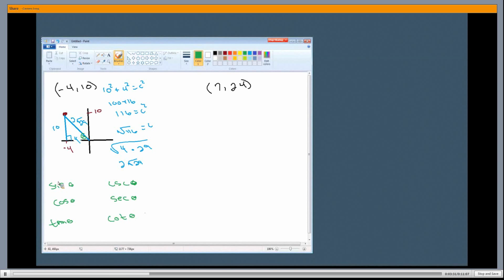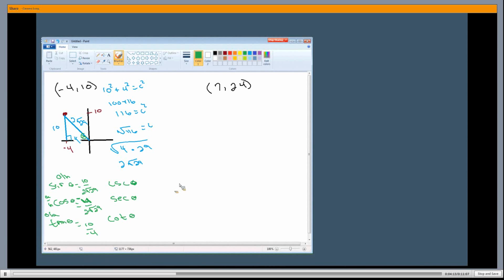I know that the sine is opposite over hypotenuse. So for sine, it's going to be the opposite of 10 and a hypotenuse of 2 square roots of 29. In a minute, we're going to have to go back and rationalize that. Then cosine is adjacent over hypotenuse. So the adjacent of the angle is 4 over 2 square roots of 29. And again, we're going to have to rationalize that. And then tangent is opposite over adjacent, so that's going to give us 10 over -4. And this cosine is going to be negative as well.